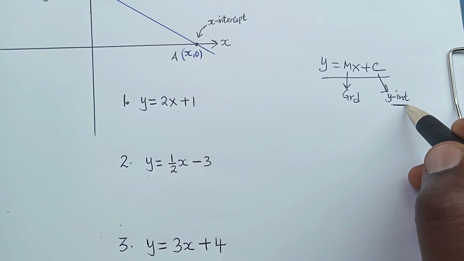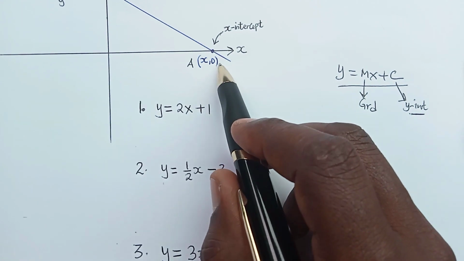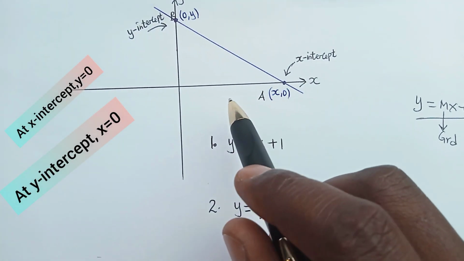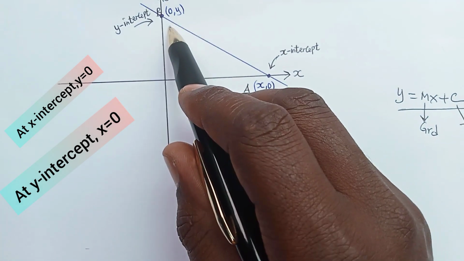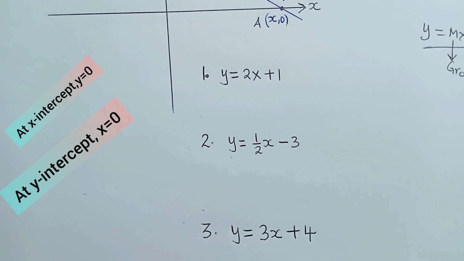So from this general equation, we can easily establish our y-intercept. And for the x-intercept, we shall set the coordinate of y as 0. So we shall set y to 0 at this point. And when we calculate the y-intercept, we set x equal to 0. So let us explore these 3 examples.